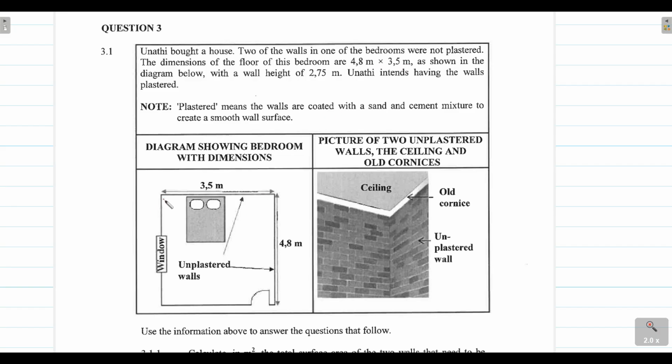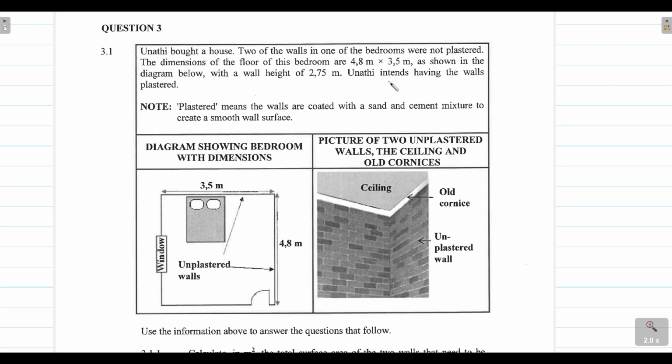So the dimensions of the floor of this bedroom, do you guys agree that we're looking at this bedroom from top view? So the dimensions are 4.8 meters, that is the length, by 3.5 meters, that is the width, as shown in the diagram below, with a wall height of 2.7 meters. We can't see that height because we are looking at this bedroom right from the top, so you won't be able to see the height from the top. That is why we just see the length as well as width.